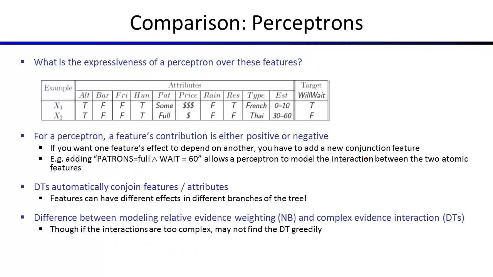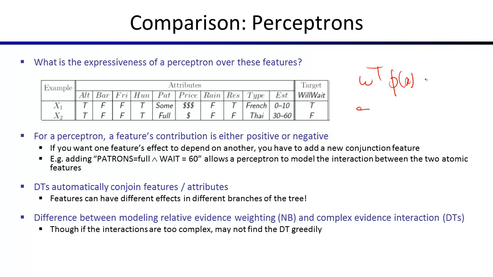Let's first compare this to perceptrons. So what could you represent with a perceptron? Well, let's say you had this restaurant example as your set of features. Your perceptron would represent the hypothesis class as W transpose phi of x. So effectively, what you're able to do in a perceptron is, for each feature, give a positive contribution or a negative contribution. And together, they add up to a prediction that might be true or false.